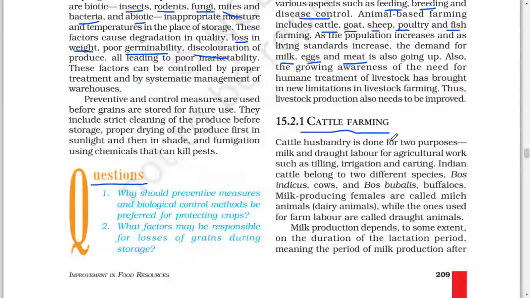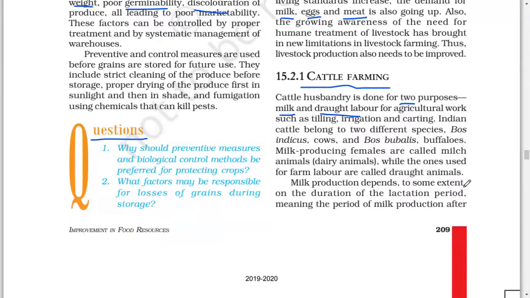Cattle farming. Cattle husbandry is done for two purposes: milk, and draught labor for agricultural work such as tilling, irrigation and carting. Indian cattle belong to two different species: Bos indicus cows and Bos bubalis buffaloes. Milk producing females are called milch animals or dairy animals, while the ones used for farm labor are called draught animals.